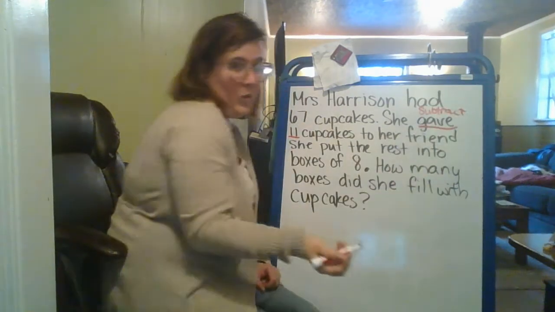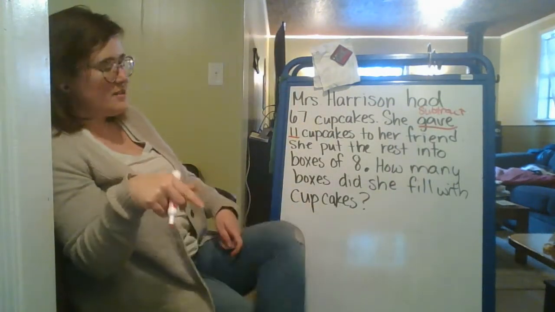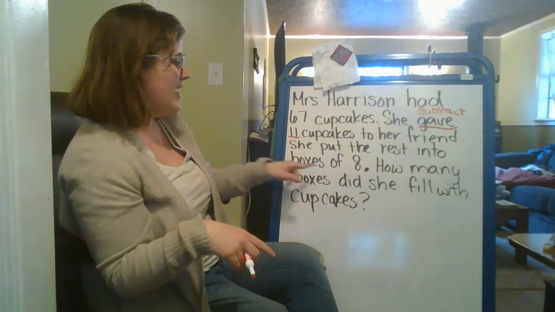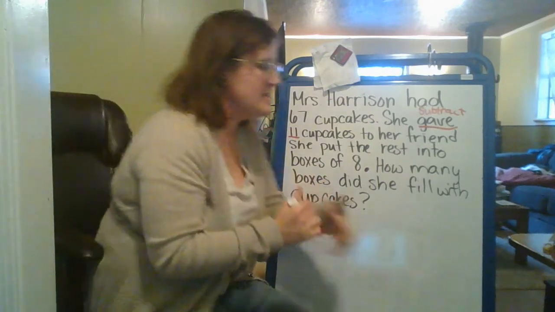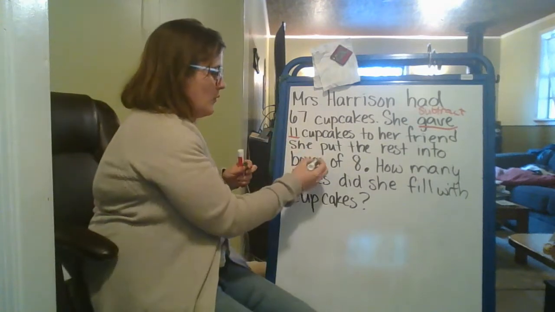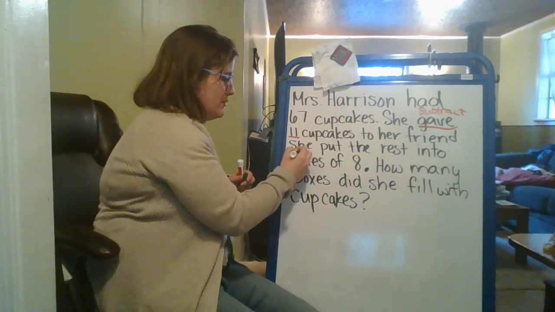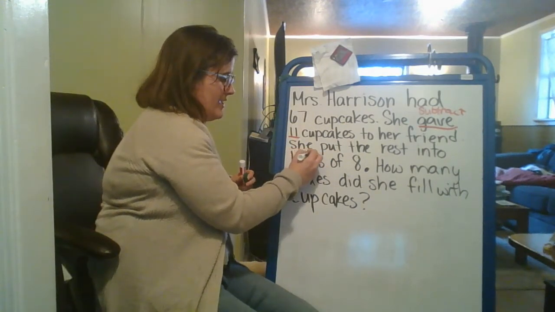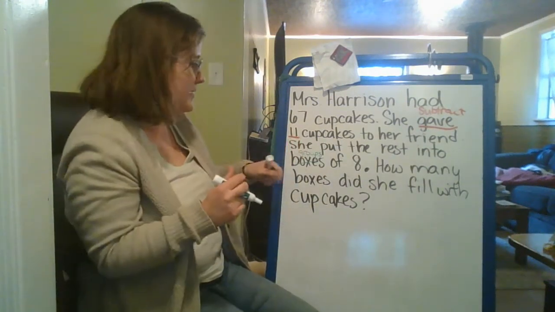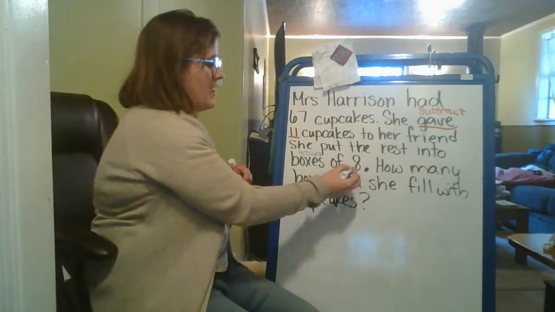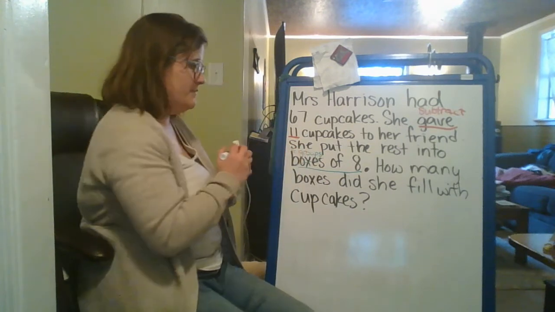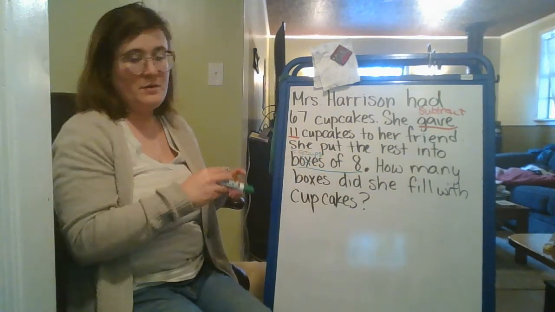Okay, but then there's more, isn't there? There's something else it wants us to do. She put the rest into boxes of 8. Boxes, if we're putting things in boxes, we're putting things into groups, right? I'm making groups of cupcakes. They're in a box, but they're groups. And they all have 8 of them, so they're equal groups. How many boxes did she fill with cupcakes?